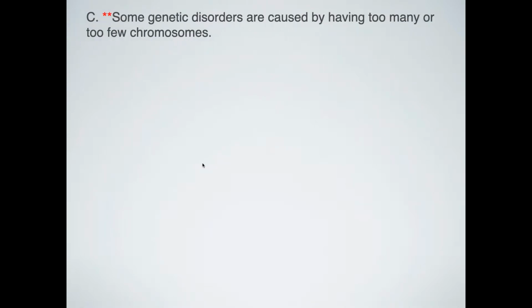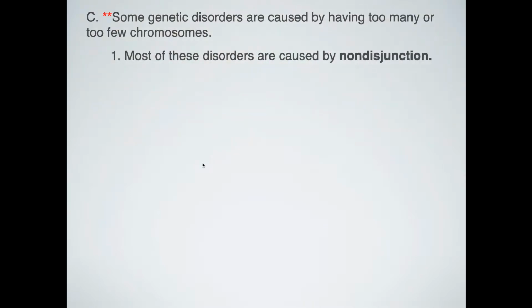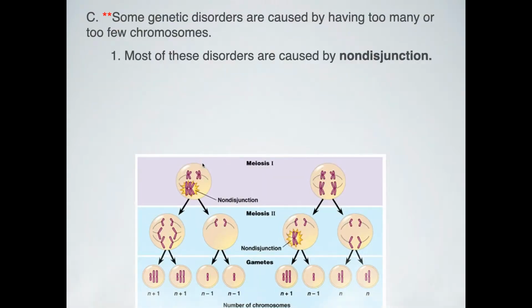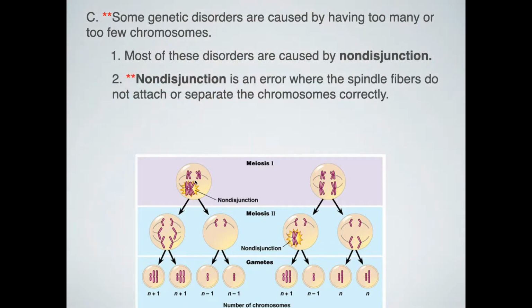Now, there are other types of genetic disorders out there too, such as the genetic disorders where you have too many or too few chromosomes. Most of these disorders are caused by nondisjunction, and we'll talk about meiosis in a little bit, probably in a week or a couple of days. Just like mitosis, where your spindle fibers are separating out your chromosomes, in sperm cells and egg cells, the same exact thing is happening. And there are errors that get made in that process. Most of those disorders are nondisjunction disorders, and that is literally where the spindle fibers make an error. They don't attach or separate chromosomes correctly.